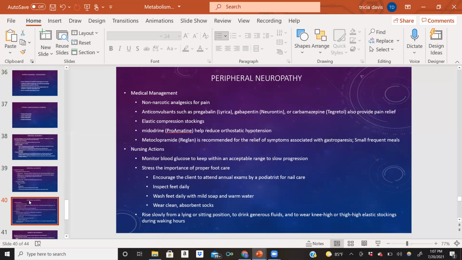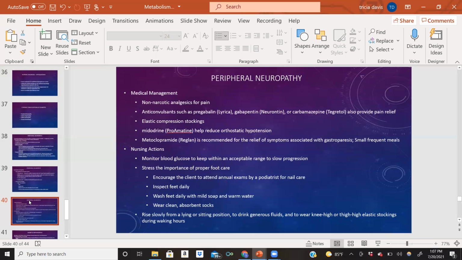So we're going to want to monitor the blood glucose levels and make sure that we are keeping them within acceptable ranges to help slow the progression. We want to stress the importance of proper foot care to our patients. So we want to encourage them that they should be going to see a podiatrist every so often for nail care. So they want to go and have their feet examined, and they want to have them clip and trim their nails, so they don't develop any ingrown toenails or develop any sores.